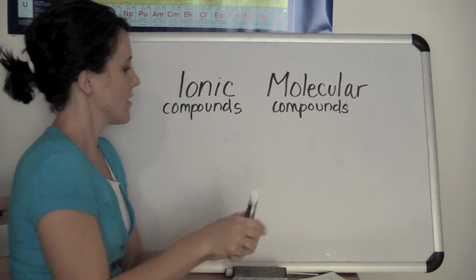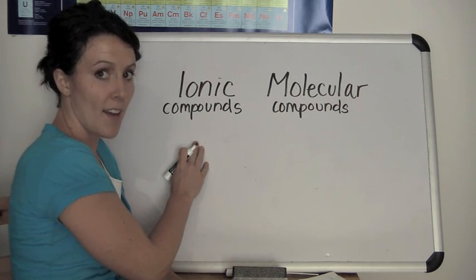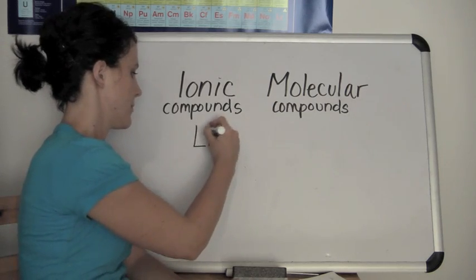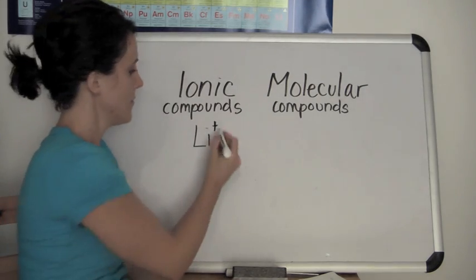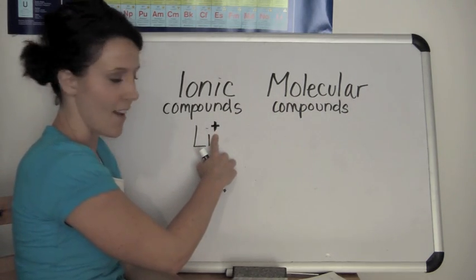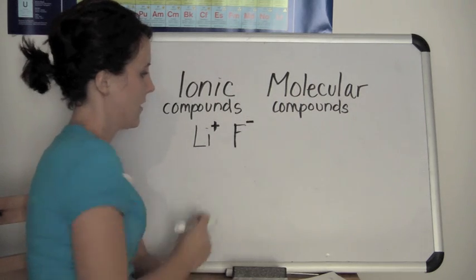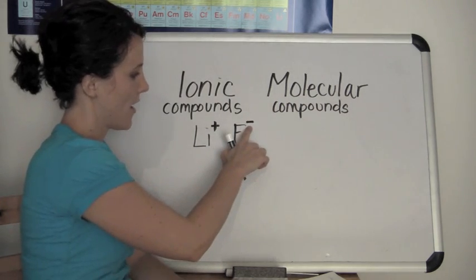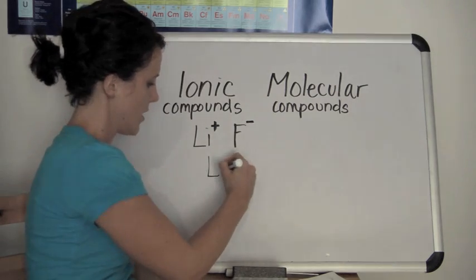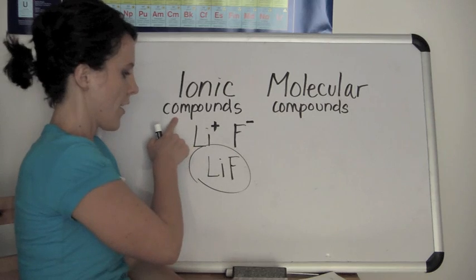Ionic compounds are created by the interaction of cations and anions. Let me give you an example. The lithium ion forms a positive ion, a cation, and a fluorine ion. What type of ion is that? An anion. These will combine, and it can be written like this. That is an example of an ionic compound.